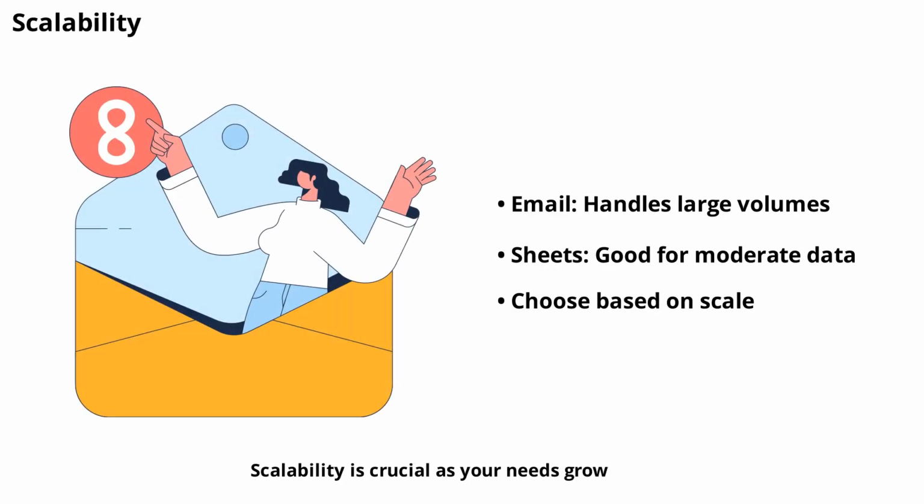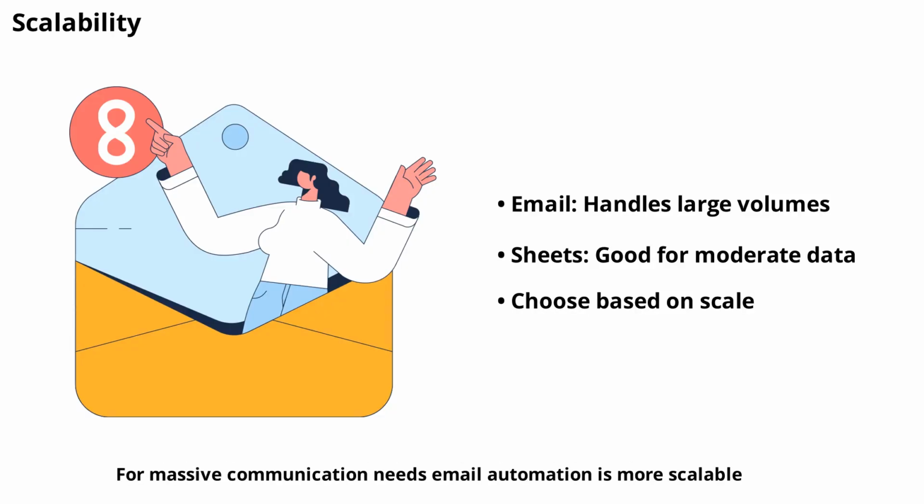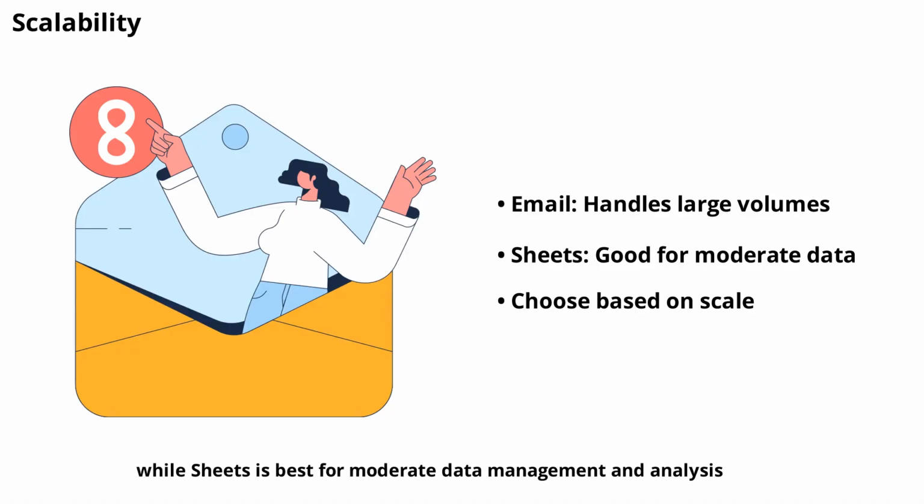Scalability is crucial as your needs grow. Email automation software is built to handle large volumes of emails and contacts, making it ideal for growing businesses. Google Sheets can manage significant amounts of data, but performance may decline with extremely large datasets. For massive communication needs, email automation is more scalable, while Sheets is best for moderate data management and analysis.